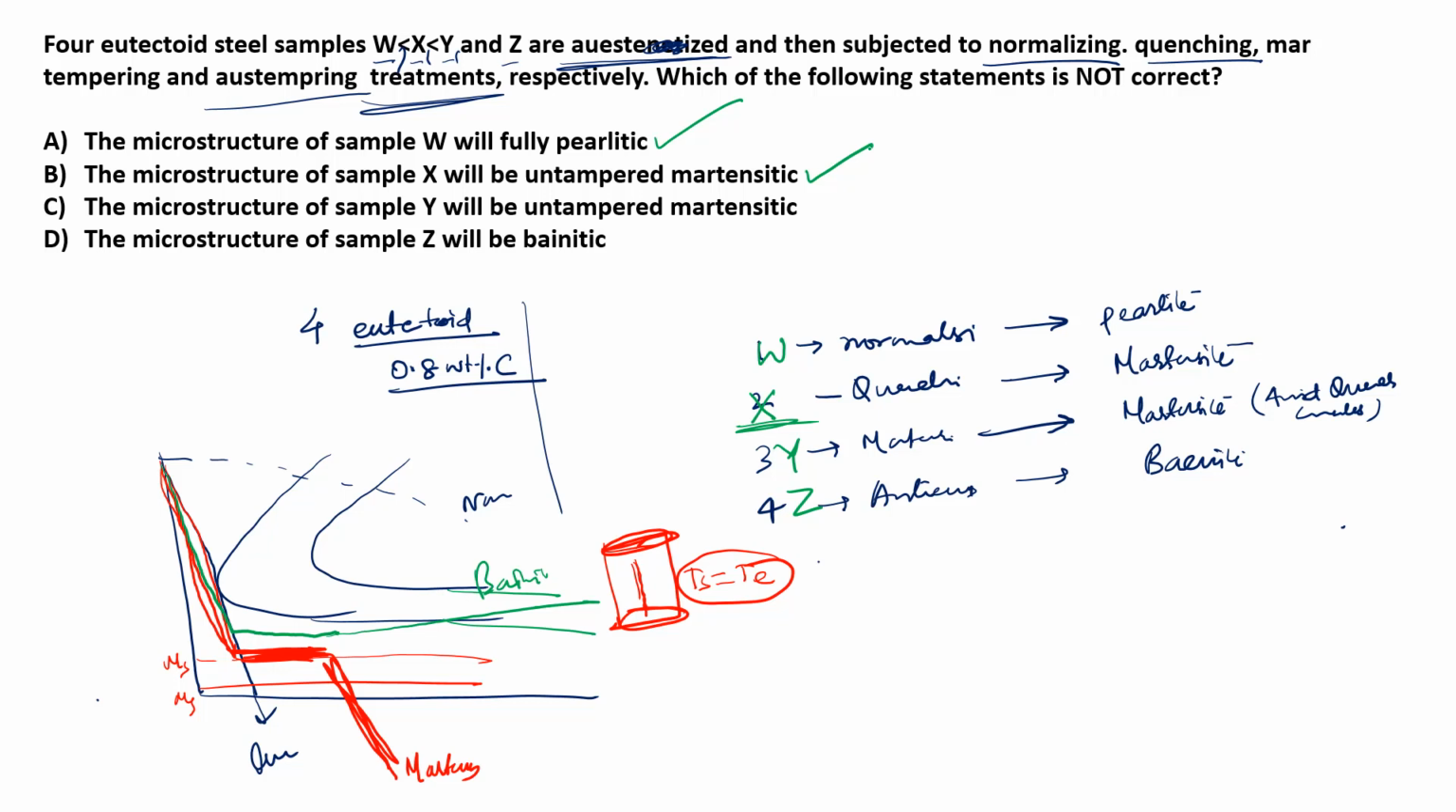Okay, sorry, I have written the wrong statement in the option. If you see the question, it is basically talking of tempered martensite. Okay, the microstructure of sample Y will be tempered martensite. So basically it will not be tempered, meaning normal martensite. So this is the incorrect statement. The microstructure of sample Z will be bainite. Yes, it will be bainite. So the option which is not correct here will be option C, right?